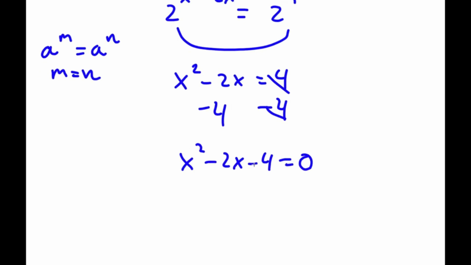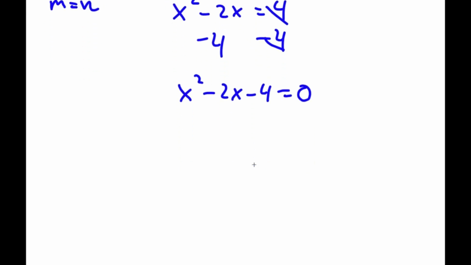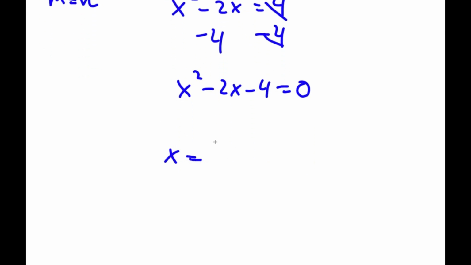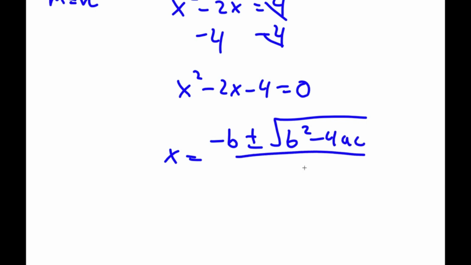And now, as you can see, I have a quadratic equation. And to solve this, I'm going to be using the quadratic formula, negative b plus or minus the square root of b squared minus 4ac all over 2a.